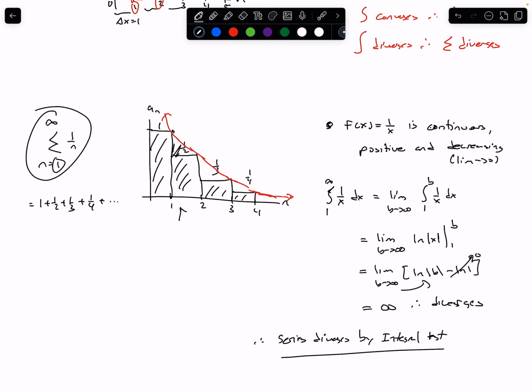So what we know is that this sum, even though the values are getting smaller and smaller and smaller, the actual values grow to infinity. The sum itself grows to infinity.